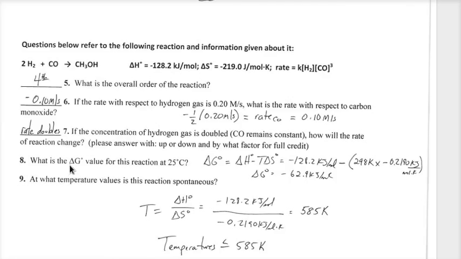What is the delta G naught, I guess was pronounced like that, value at 25 degrees Celsius? Just plug it into the formula. Make sure to use Kelvin.